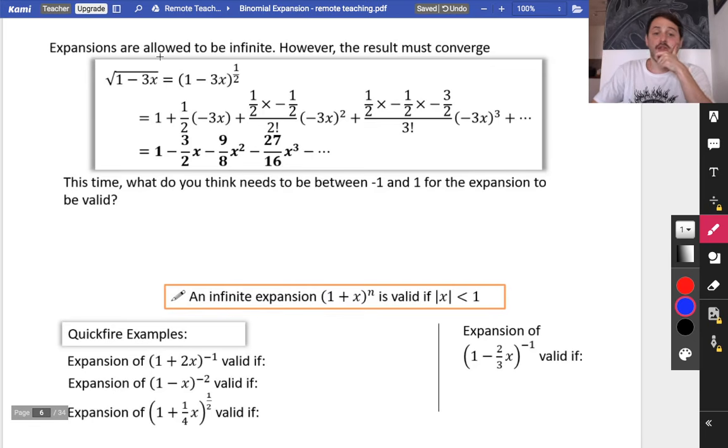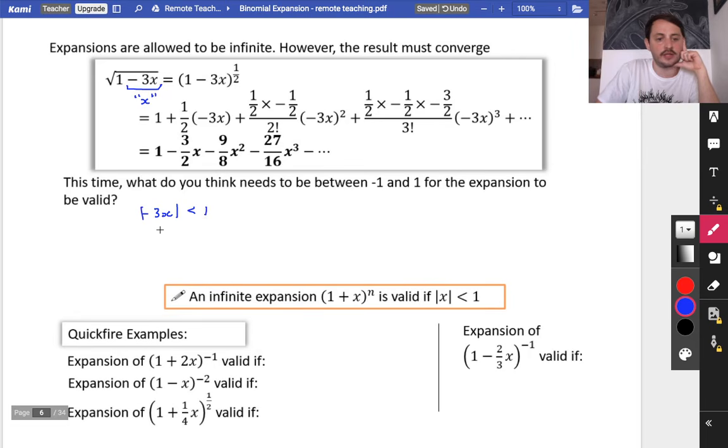So, expansions are allowed to be infinite. However, the result must converge. That's what we've just said there. So this time, we're going to think about what needs to be between -1 and 1 for the expansion to be valid. Well, it's not going to be x that needs to be between 1 and -1. In this particular case, because this is the thing that we were treating as our x, it is this thing that needs to be between 1 and -1. So really what we're saying is that -3x needs to be less than 1.